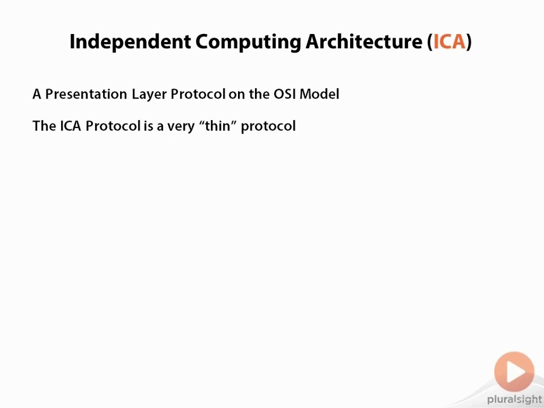Now, the ICA protocol is also a very thin protocol. This is one of the reasons why it is very popular. It doesn't require a lot of overhead in order to transfer data from the server over to the client side. As a matter of fact, if you break it down in its very basic terms, all you're really transmitting from the client over to the server, and you're getting back in return a response, is your keyboard and your mouse clicks from the client onto the server.